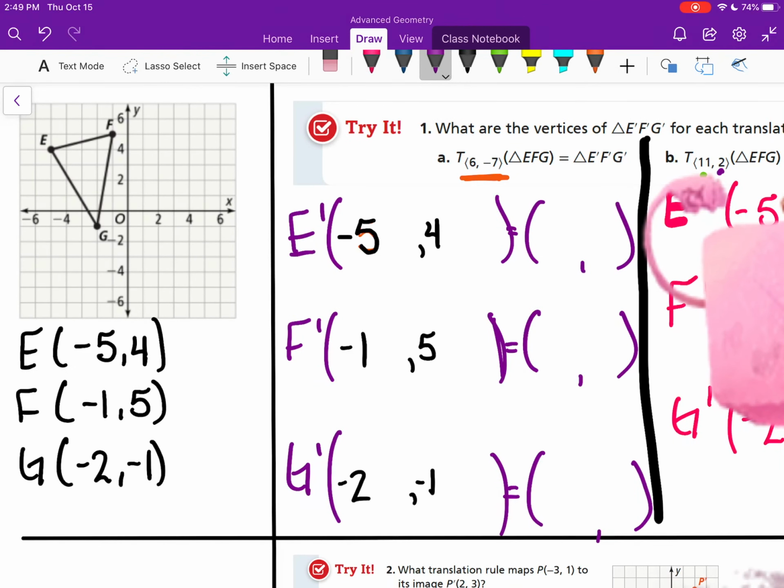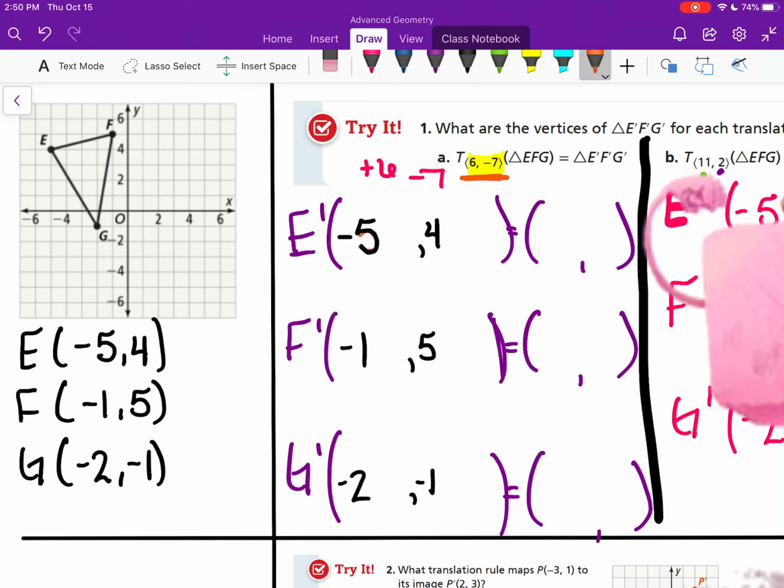And if we look at part A, translation capital T, sub 6, negative 7, that means we are going to add 6 to our x value and subtract 7 from our y value. So it's going to move 6 units in the positive x direction, and it's going to move 7 units in the negative y direction. So the cool thing about this is we just take the coordinates that we were already given, that we know, and we do exactly that.